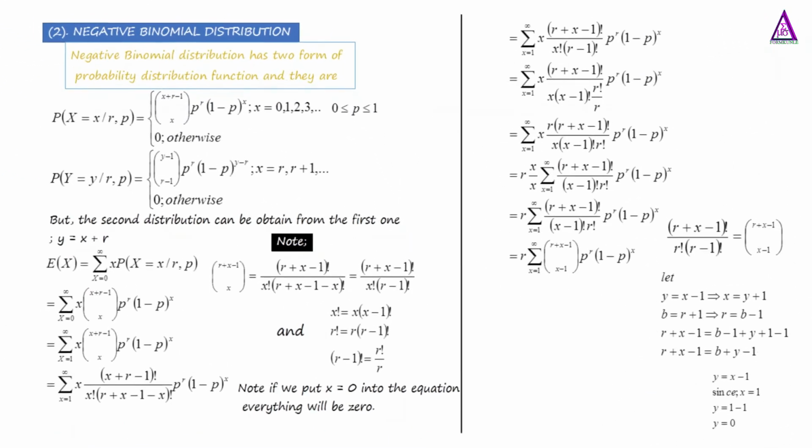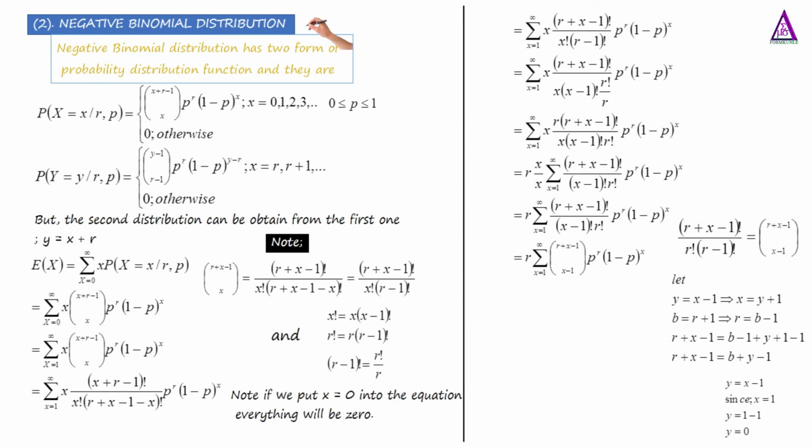Negative binomial. Negative binomial distribution has two forms of probability distribution function. The first one is P(X = x | r, p) equals the combination (x + r - 1) choose x, multiplied by p raised to r, into the bracket (1 - p) raised to x, where x ranges from 0 to infinity and p is between 0 and 1, 0 otherwise.